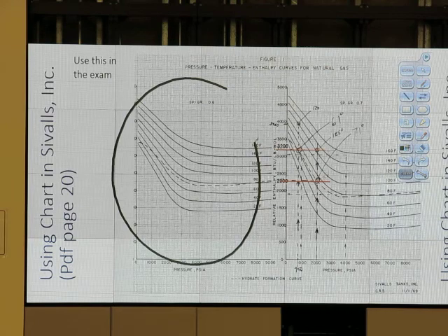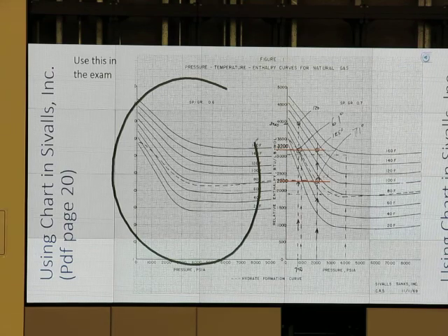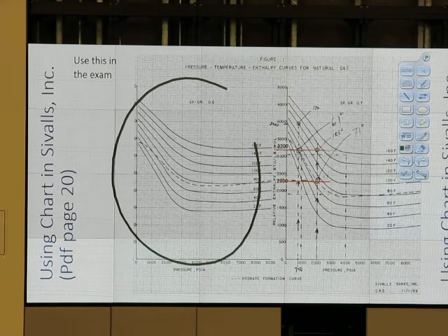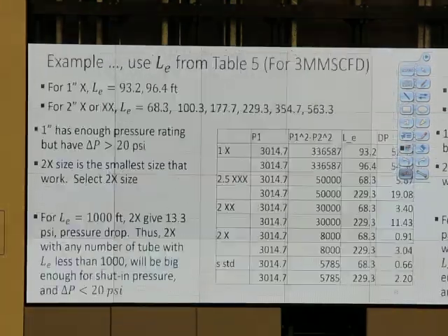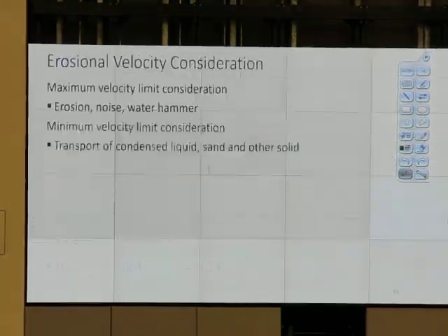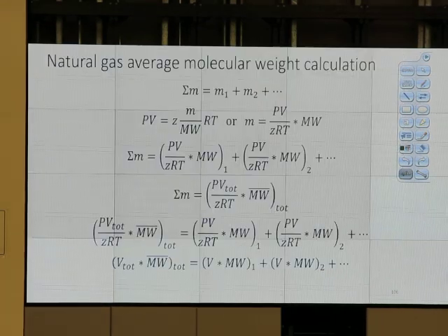And if everything is wrong, how much do you think you should get? 0, right? If everything is wrong, it's just 0. I'm sorry. So be careful. Okay, we're done with average molecular weight. And it is important.